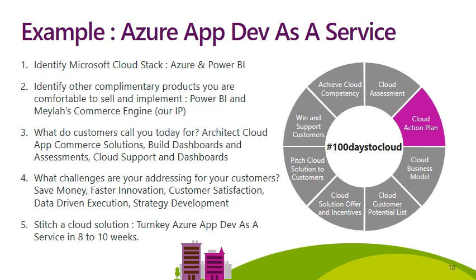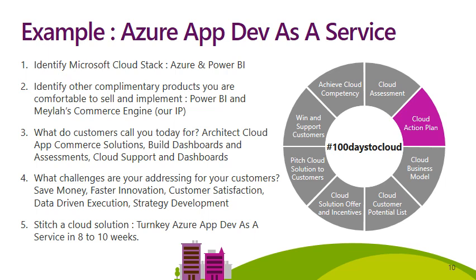So here's an example for our company, right? We do offer app dev as a service. So the first thing that we identified, the Microsoft Cloud Stack, was Azure and Power BI. And we identified the complementary products. We did not use any partner services because we have our own commerce engine, which is our IP, and Power BI connectors to really create the dashboards. The customers really call us when they want to architect a cloud app, which needs commerce enablement. We build dashboards and assessment tools, basically as platform as a service. We provide customer support and dashboards.